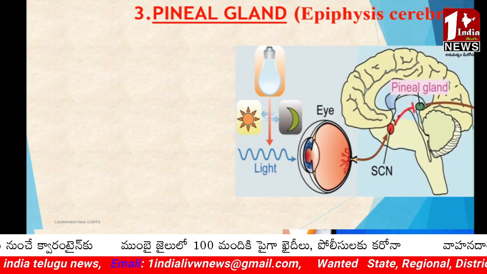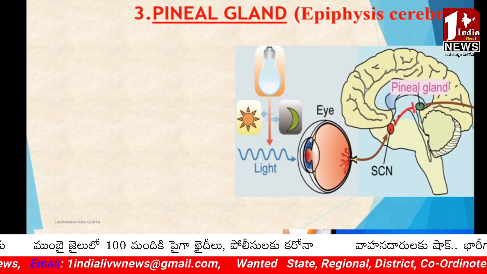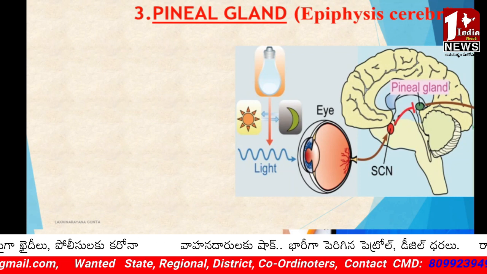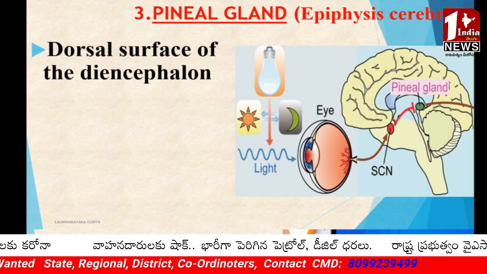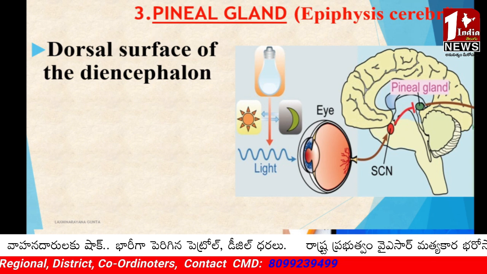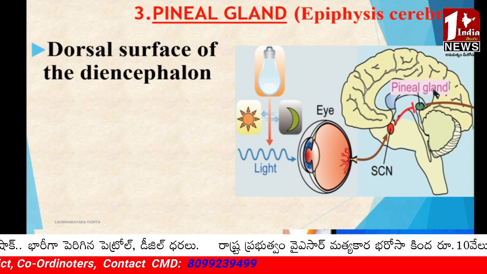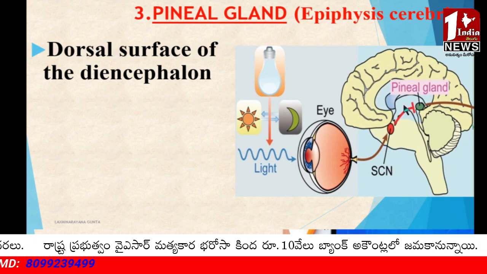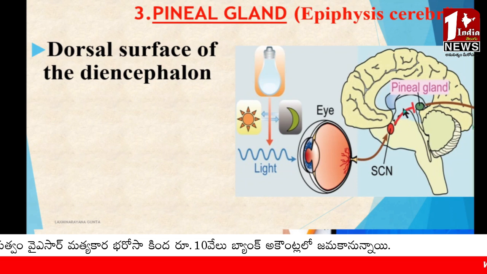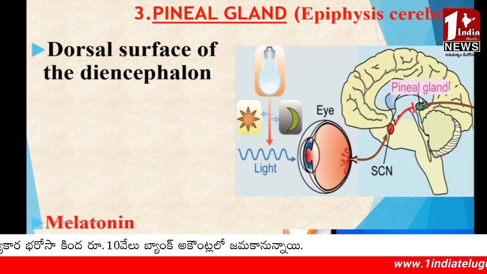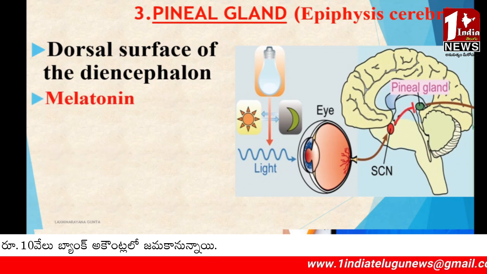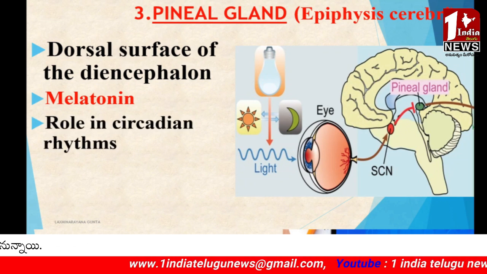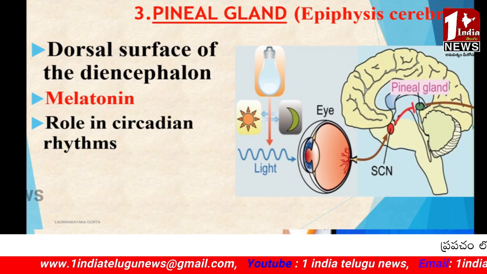Coming to the third gland, the pineal gland. It is also called the epiphysis cerebri. This pineal gland is located at the dorsal surface of the diencephalon. Here you can observe the pineal gland. This is the diencephalon, and it is located at the dorsal surface. It releases a hormone called melatonin. This melatonin has a role in circadian rhythms.